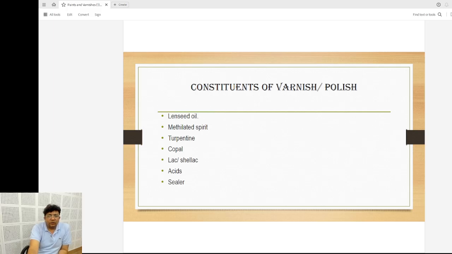Then the different constituents of a paint and polish: we have linseed oil, methylated spirit, turpentine oil, copal, lac or shellac, acids and sealer. These different constituents impart different qualities to the polish. For example, turpentine or linseed oil acts as a solvent. Copal and shellac give a color and a protective layer. Then sealer is used to fill up the joints. It seals the joint. From there the word comes sealer, so that the water does not seep in. The joints become leak proof or waterproof.